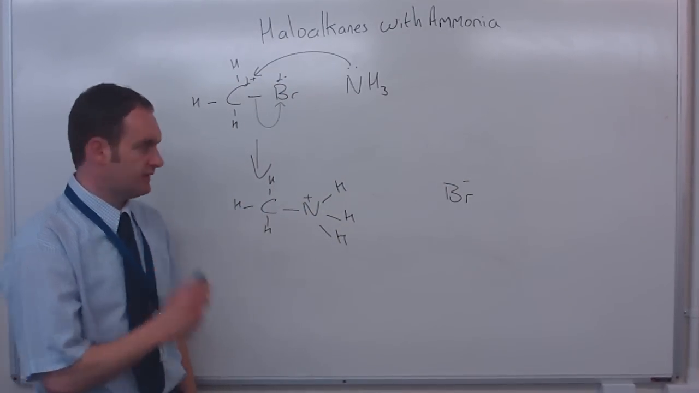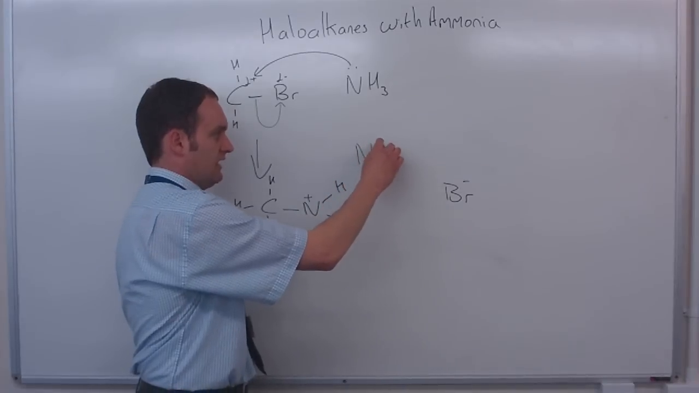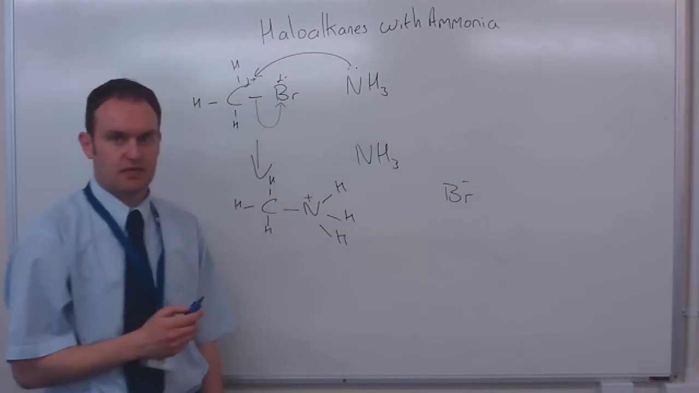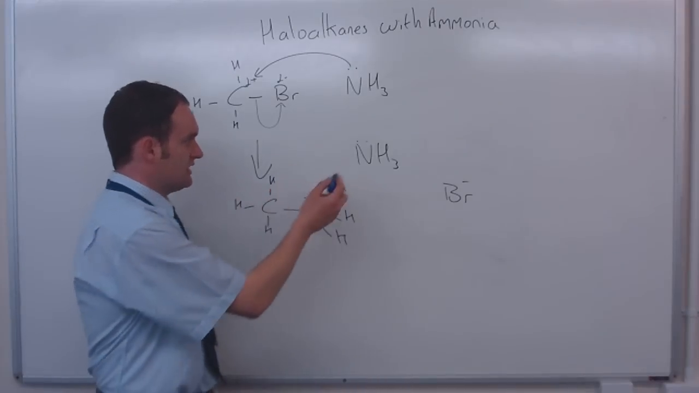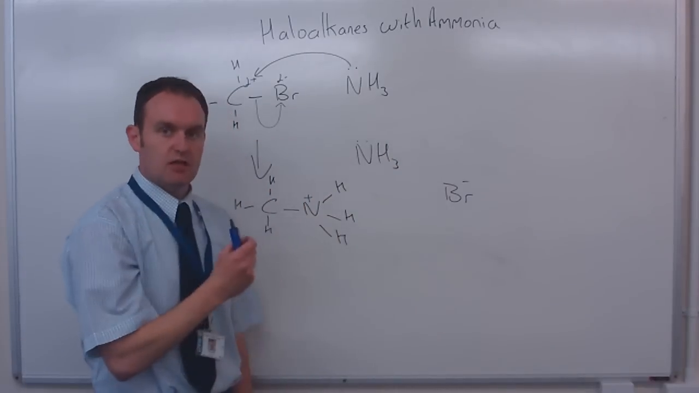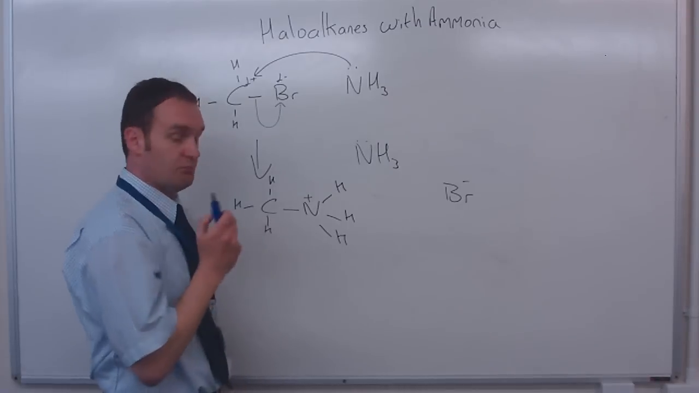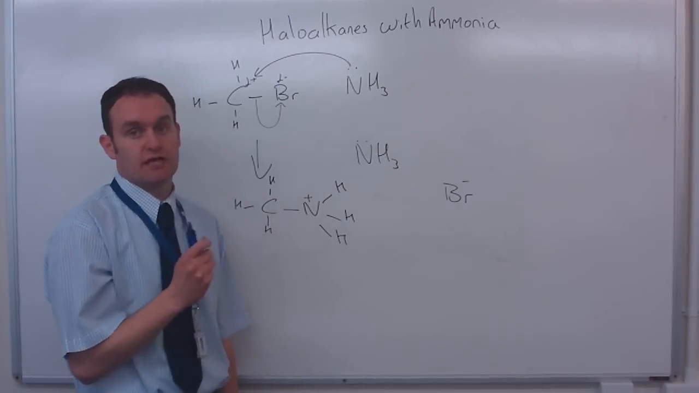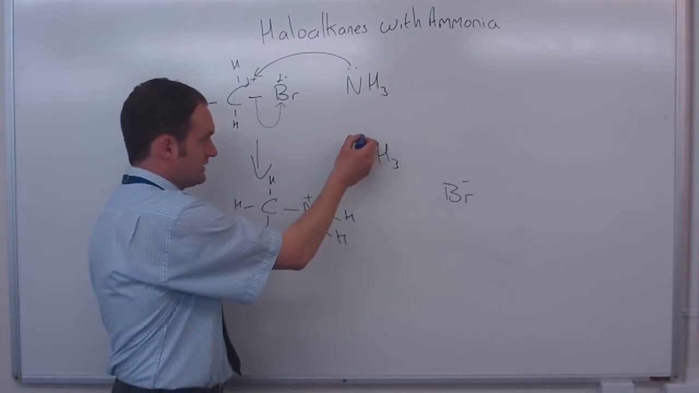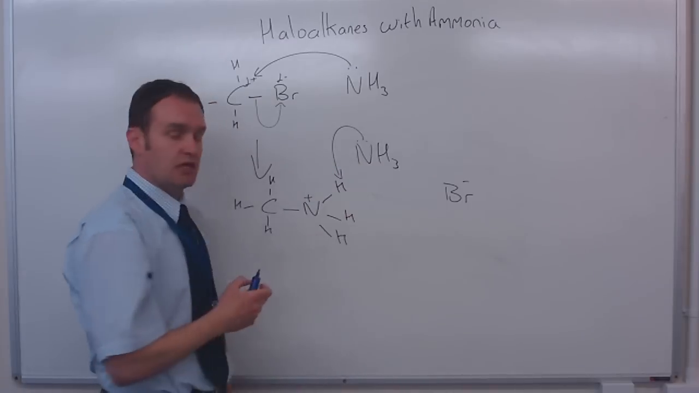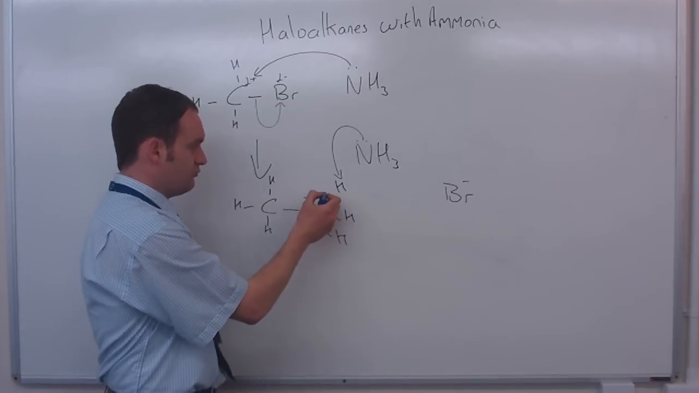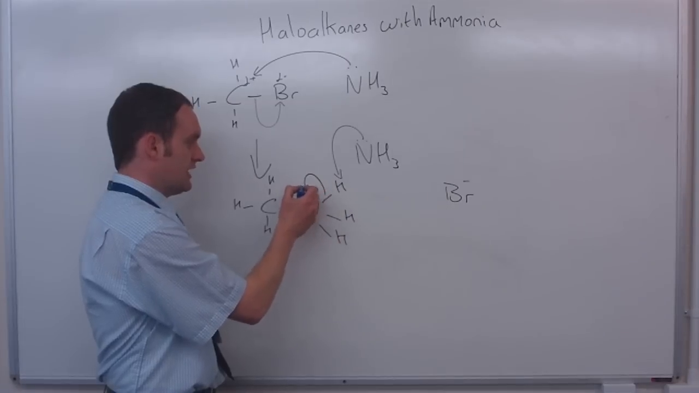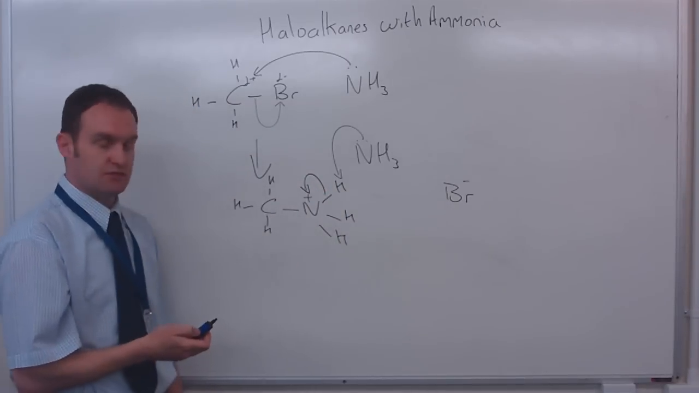Now, as I said, in the exam question it'll say ammonia is in excess, and that's because it attacks the molecule again. This is now not acting as a nucleophile, but as a base. And a base wants to take a proton, a H+. So it takes a hydrogen by forming a bond between the nitrogen and the hydrogen, and the electrons in this bond are transferred to the nitrogen, cancelling out that positive charge.